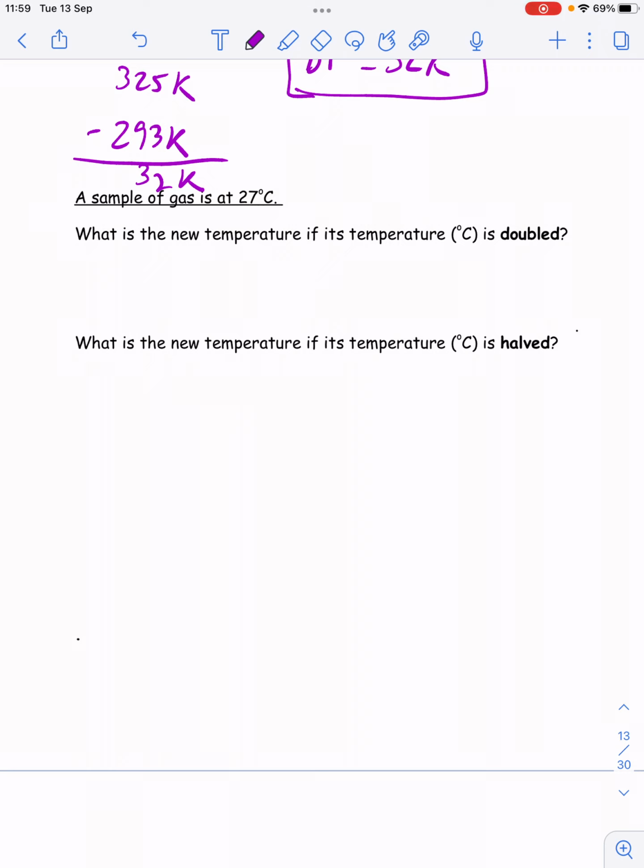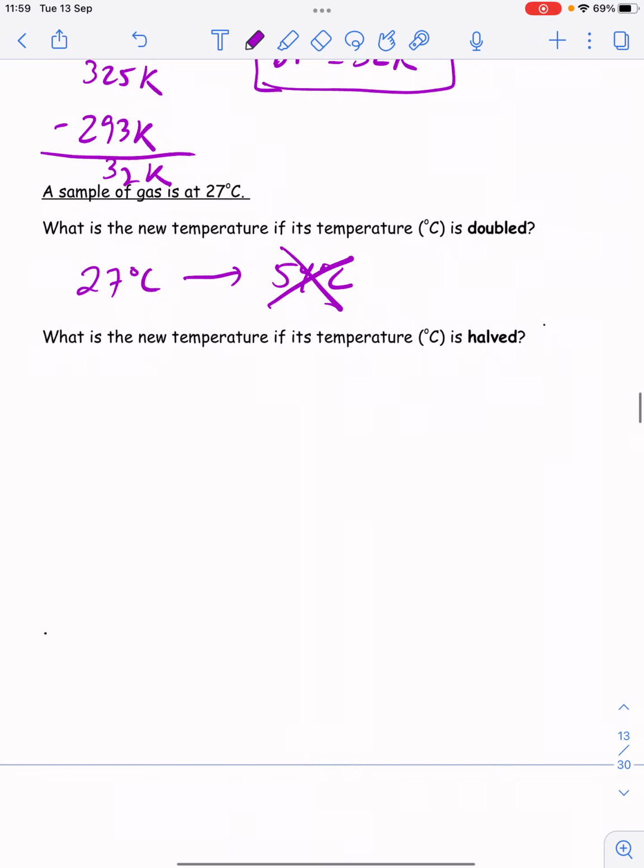So they're talking about doubling or halving the average kinetic energy of something. You can't do that in Celsius because of the negative possibility of the Celsius, but also because its reference point isn't 0. So for example, if I take 27 degrees Celsius and I want to double it, the answer is not 54 degrees Celsius, because you've doubled the Celsius value, but you haven't actually doubled the Kelvin value.